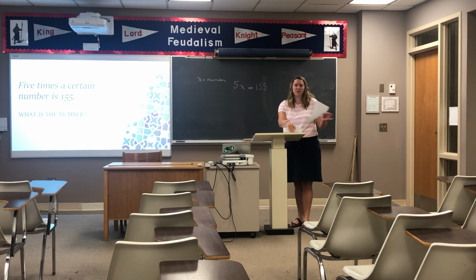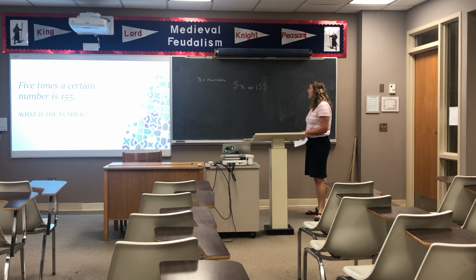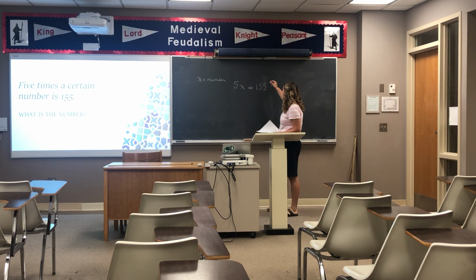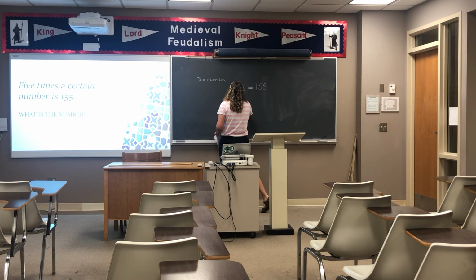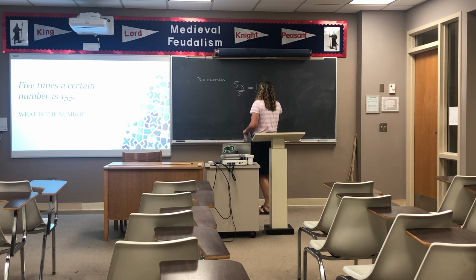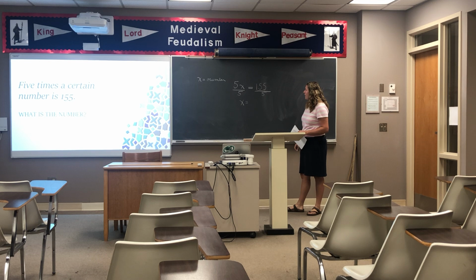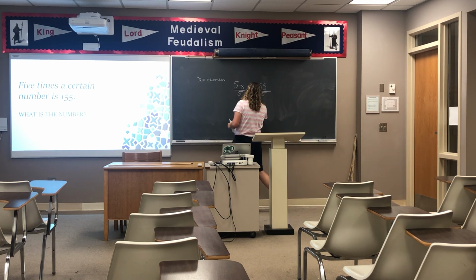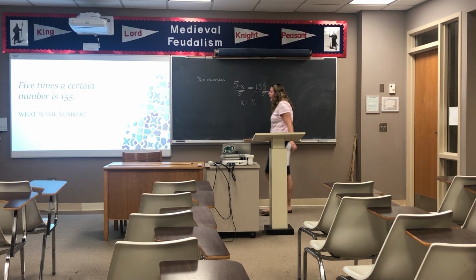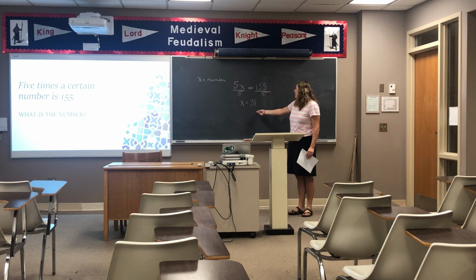So now I can just solve this nice and easy. We know how to do equations, and we've been doing them for several days now. So I'm going to say everything is simplified, and now I just need to get the unknown alone by doing opposites. So I'm going to go ahead and divide by 5 on both sides. So that will give me x equals, and 5 goes into 155 31 times. So I think that my number is 31.